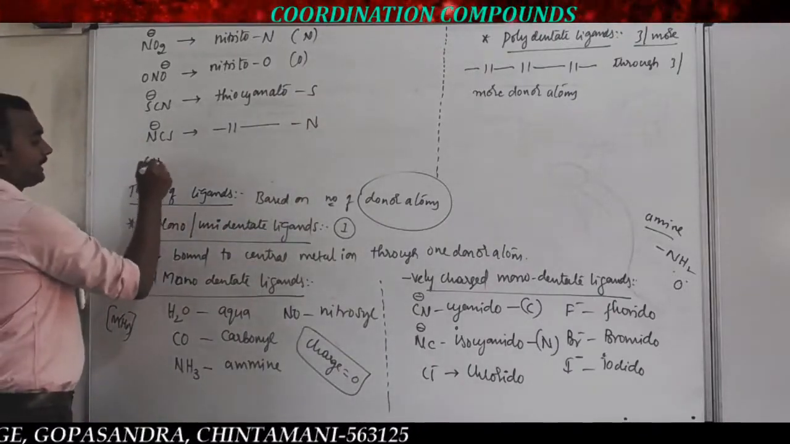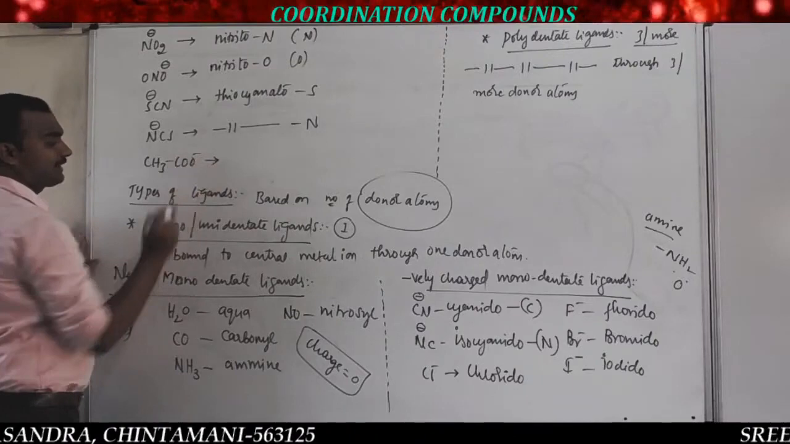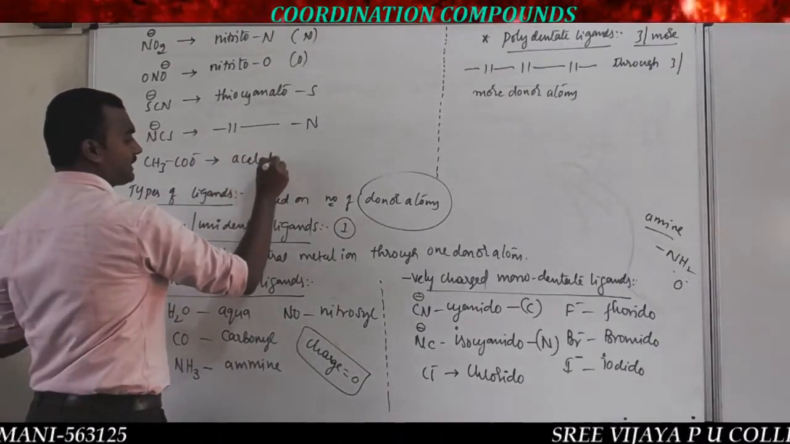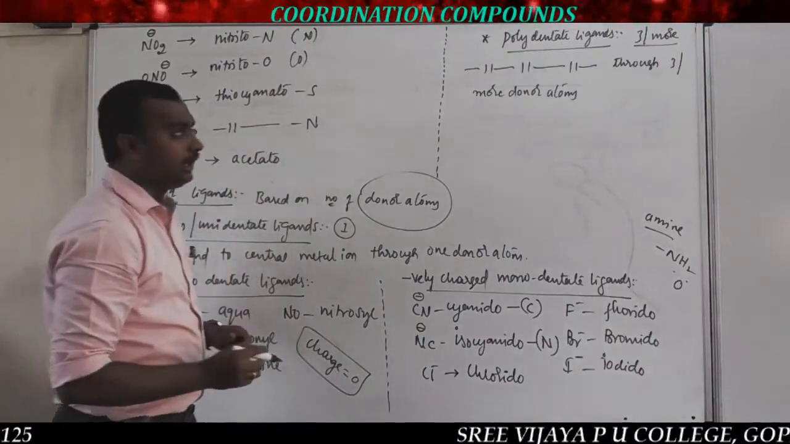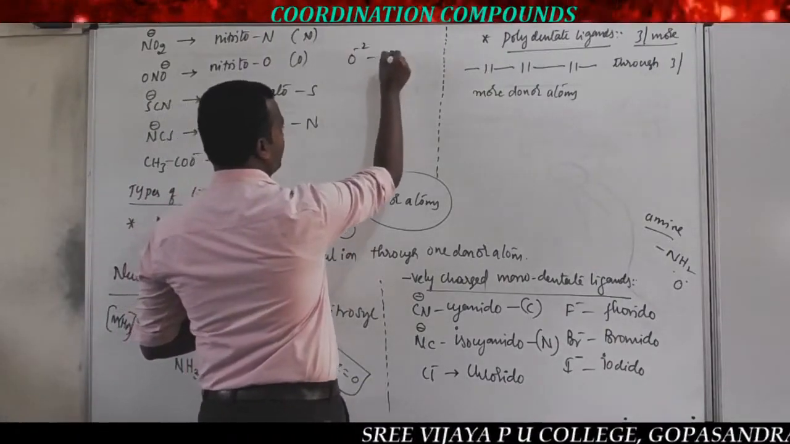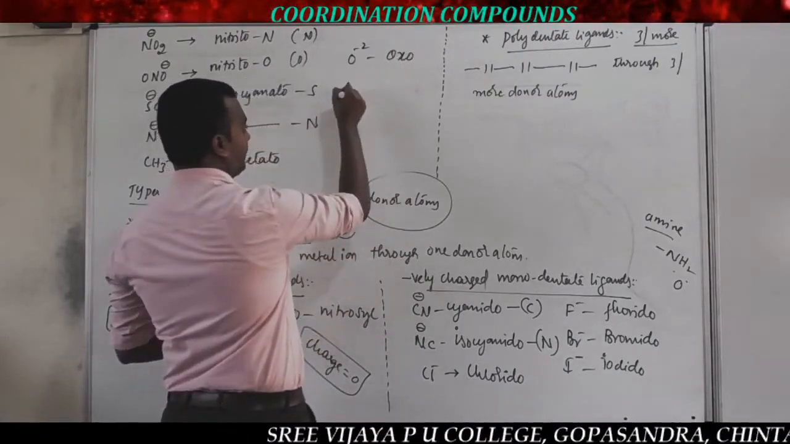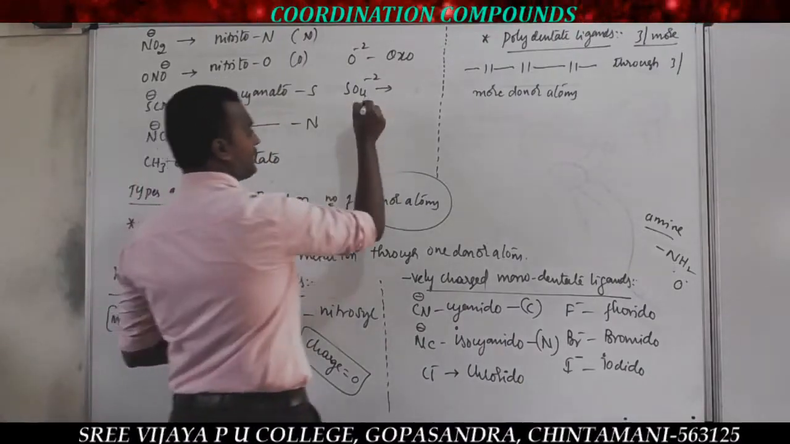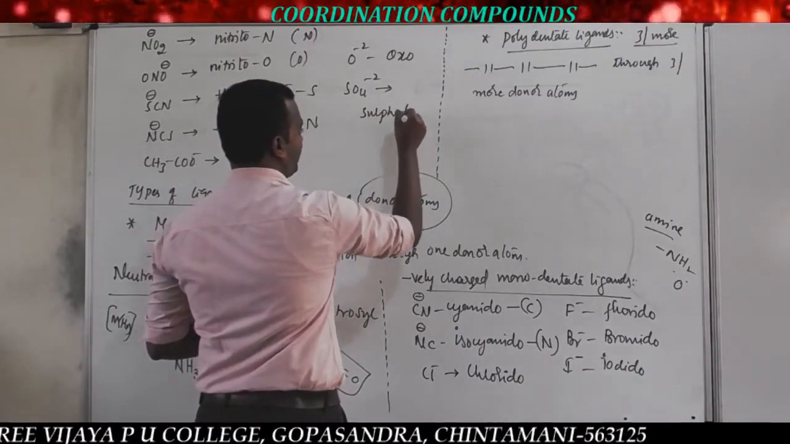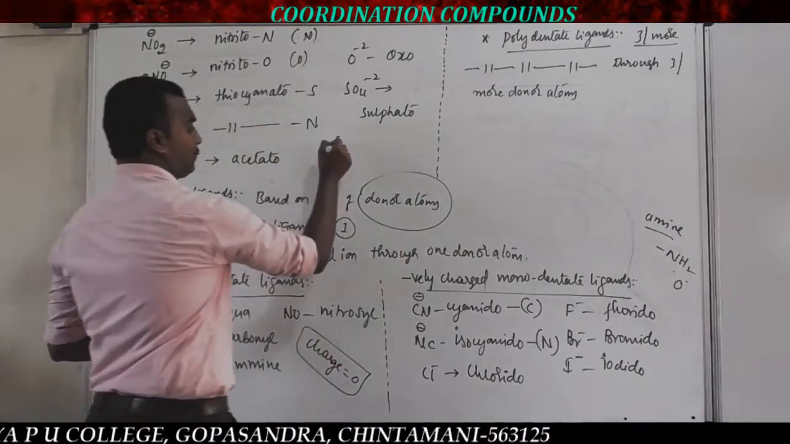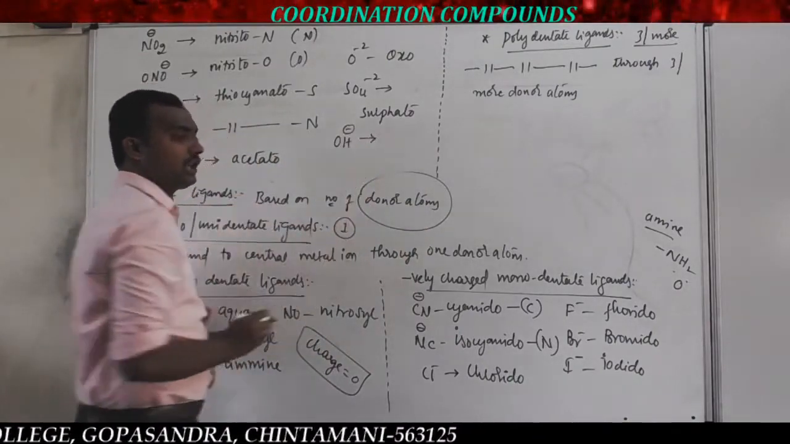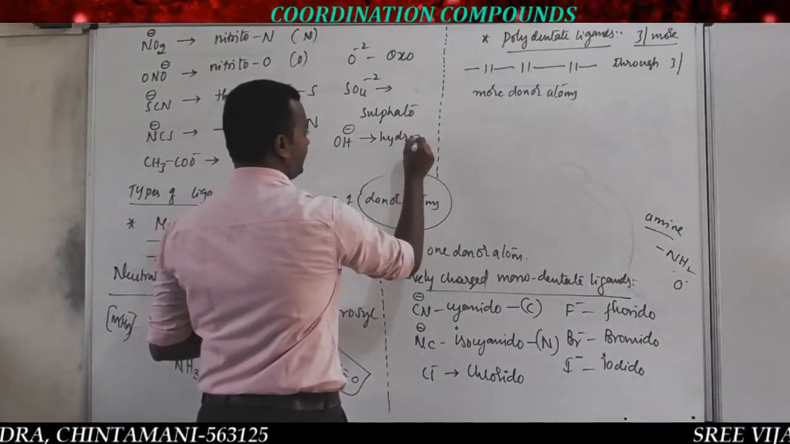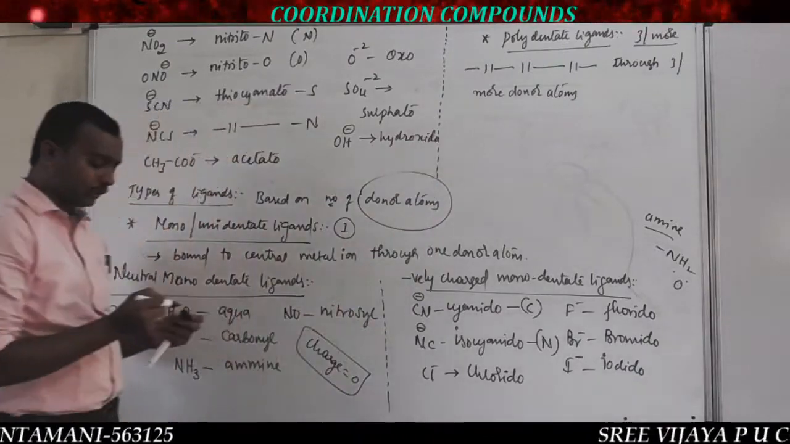One more example, CH3COO minus. This is usually called acetate, but in coordination chemistry the name ends with O, so it is called acetato. Next, O2 minus is called oxo. SO4 2 minus is usually called sulfate, but in coordination chemistry it is sulfato. And one more is OH minus. Usually this is called hydroxide, but the name ends with O, so it is named hydroxido.